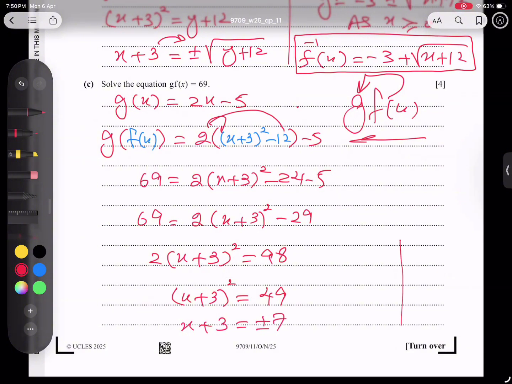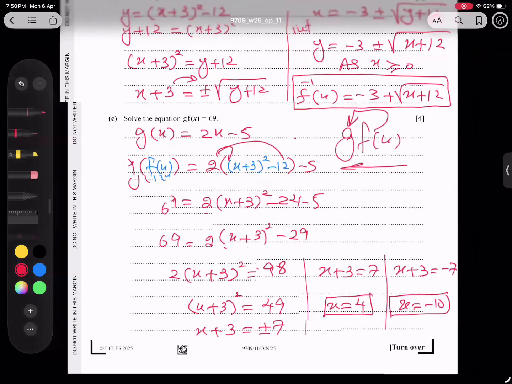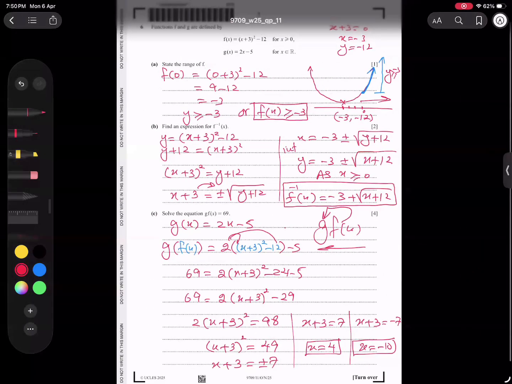So I have two answers, two possible ways. One: x plus 3 is equal to 7, and the other: x plus 3 is equal to negative 7. So 3 goes there, we get 4. And 3 goes there, we get negative 10. Let me check again. 7 minus 3, yes. I hope the concept of the question is completely clear.